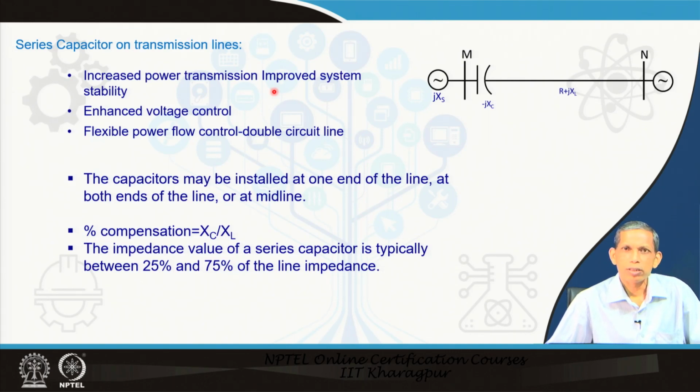These capacitors can be installed at the line ends, at this end or at both ends, or can be installed at any intermediate point in the line. But generally line ends are preferred because we do not need a further substation. Percentage of compensation is defined as the value of X_C upon X_L, the corresponding line to which it is connected. Typical compensation level varies from 25% to 75%. In special cases, it may be more also.